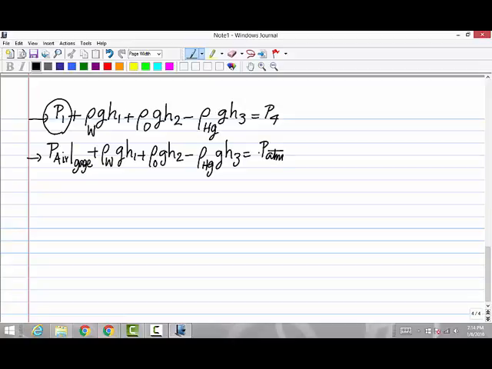Oh, hold on a second. Do I know how much the atmospheric pressure is? The water tank... no, it's not mentioned. It's not provided, so I'm not supposed to use it, because if I was supposed to, the question would tell me. So what should I do?